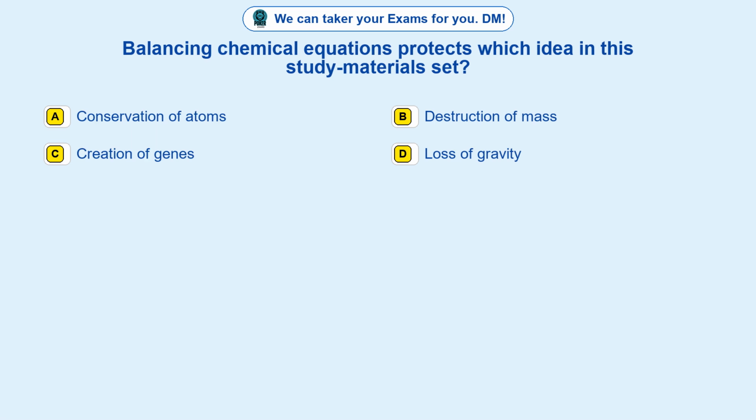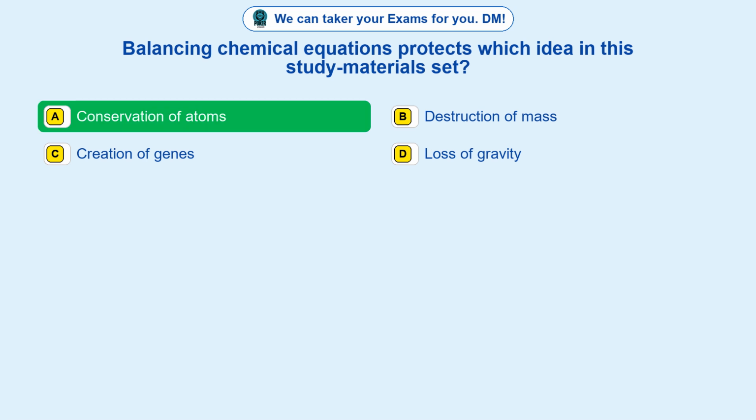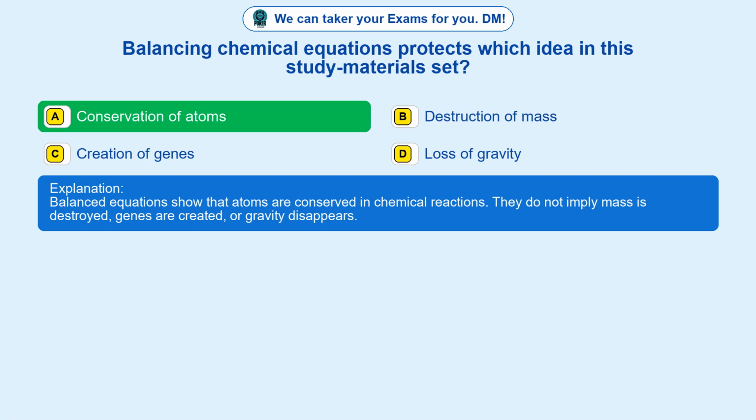Question 39. Balancing chemical equations protects which idea in this study material set? Option A, conservation of atoms. Option B, destruction of mass. Option C, creation of genes. Option D, loss of gravity. The correct answer is option A, conservation of atoms. Balanced equations show that atoms are conserved in chemical reactions. They do not imply mass is destroyed, genes are created, or gravity disappears.